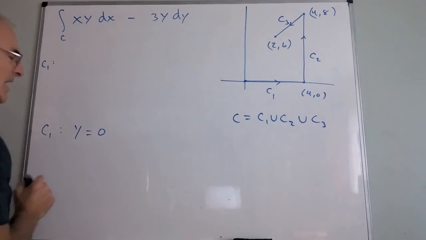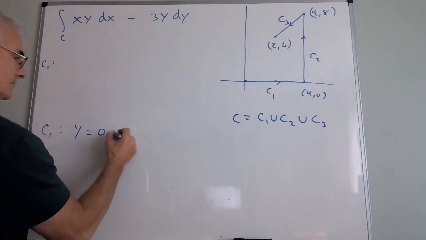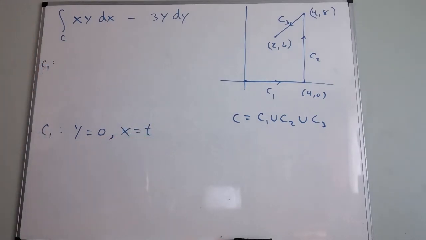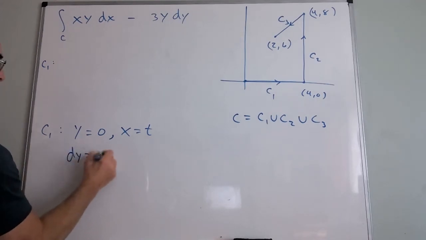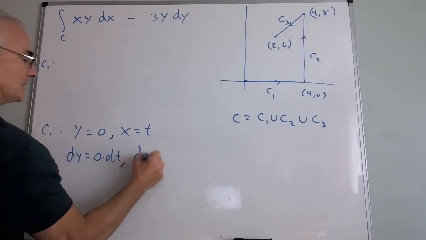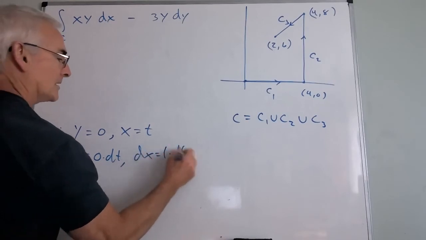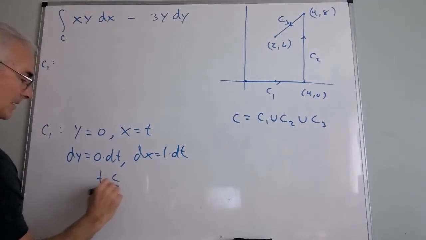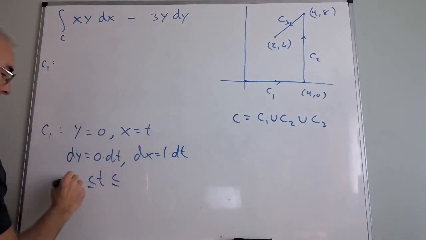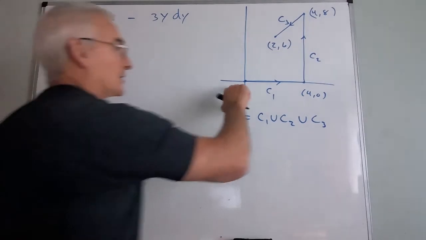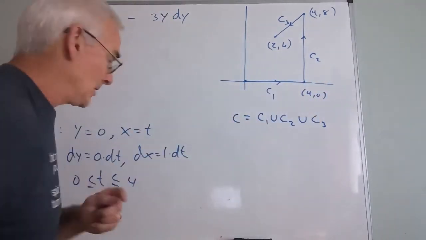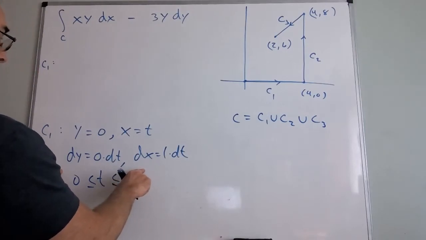And what is x? x would be t. y is 0, x is t. dy is 0 dt, dx is 1 dt. x is changing, that's why x is t. And finally, what does t range from? t ranges from 0 to 4. I started at (0, 0), I ended at (4, 0), and x was changing. So this is my parameterization for the first integral.